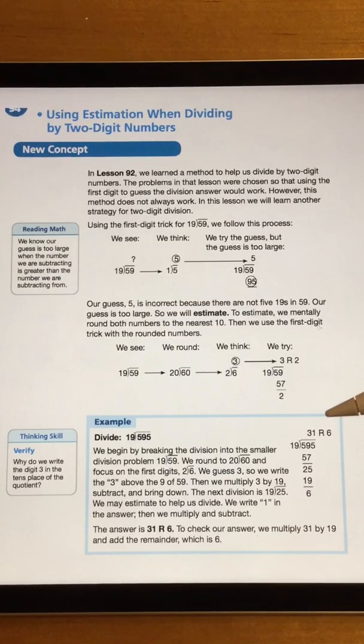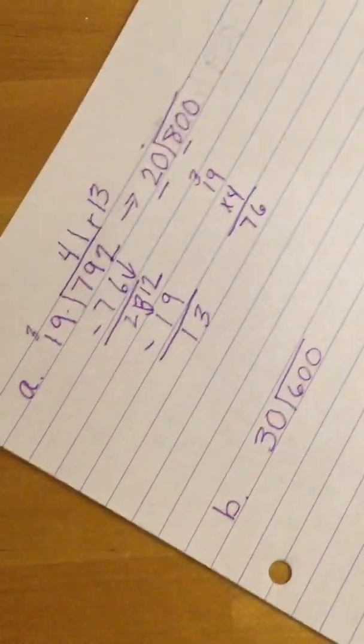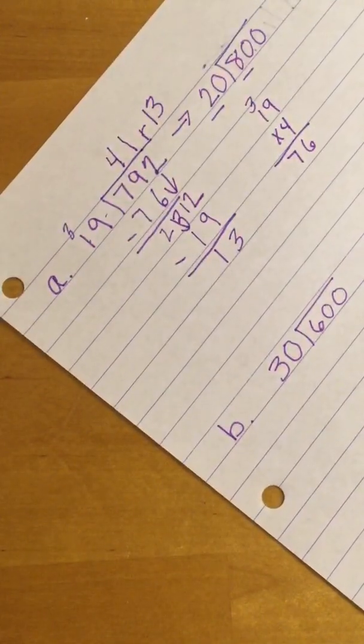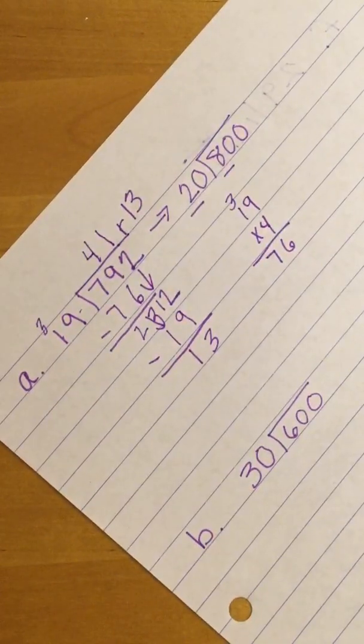All right, this is a very short lesson, so we are going to get most of our work done in our lesson practice. All right, so I have the problems written on a piece of paper, and I started off with A, and I worked through A already for you. So we have 792 divided by 19.